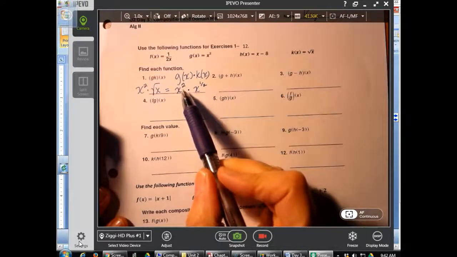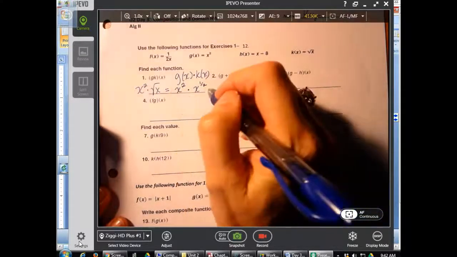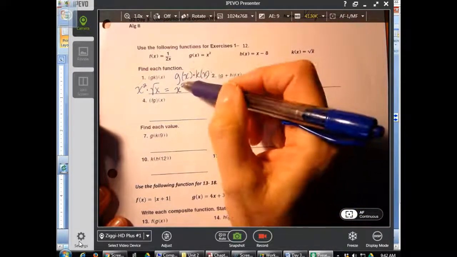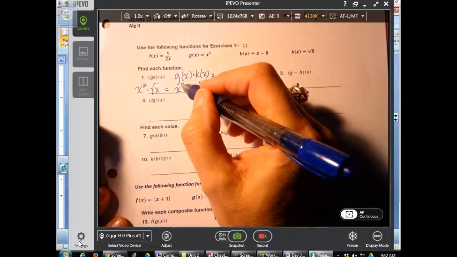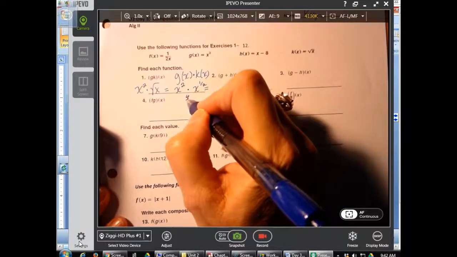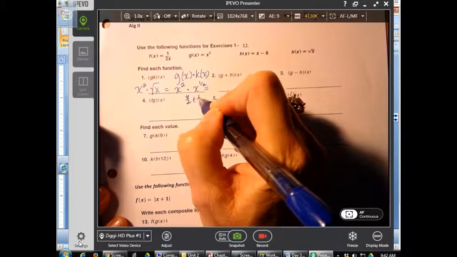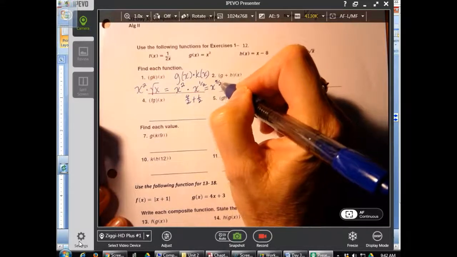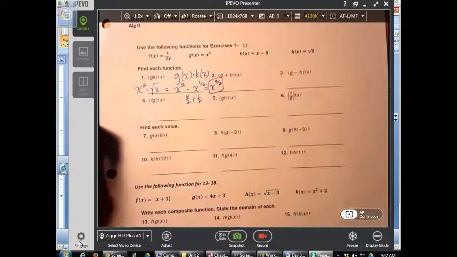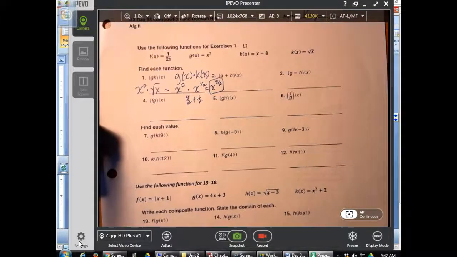And now I can add these exponents, and I would rewrite 2 as 4 over 2, because 4 divided by 2 is still 2, and I would need a common denominator, so I'm going to say 4 over 2 plus 1 over 2, and I'm going to get x to the 5/2. So that would be the answer for number one. So it's kind of an interesting little problem.